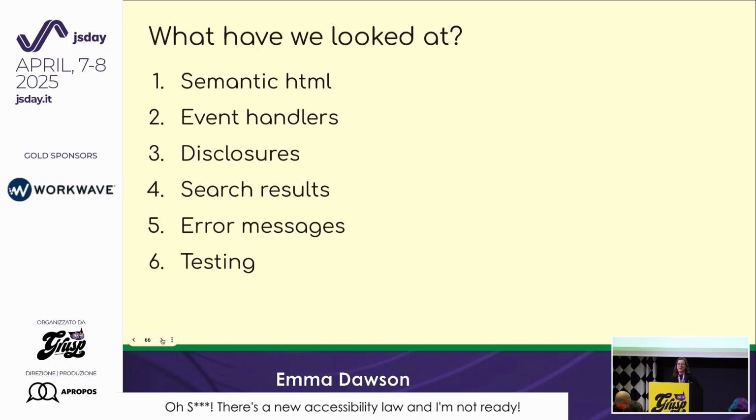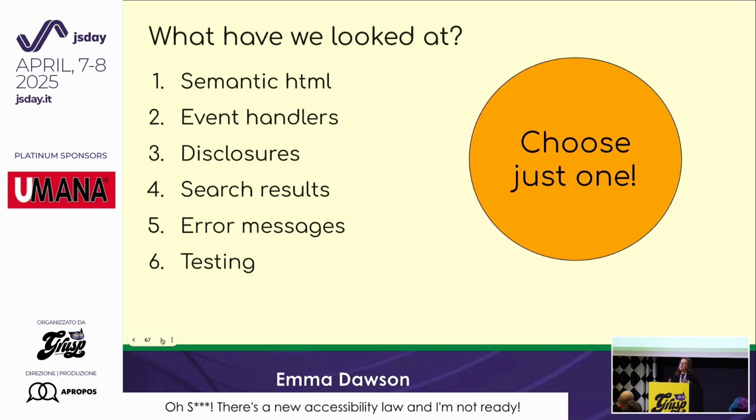And so today we have actually managed to get through everything: semantic HTML, event handlers, disclosures, search results, error messages, and testing. And I know that it can be overwhelming. The deadline is June, but obviously this will carry on after that as well. But what I want you to take away from today is choose just one. Go back to your day job next week and see if you can implement one thing that I've talked about today. But then once you've done that one thing, do another thing. And then once you've done that other thing, then you keep going.